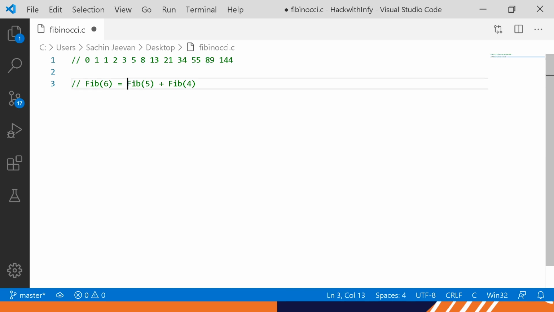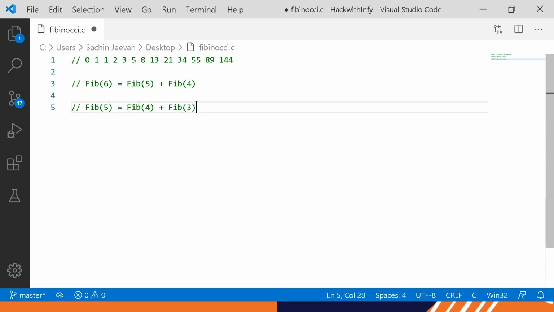Okay, fine. Now, how to find Fibonacci of 5? Fibonacci of 5 is equal to 5. How did we get 5? 3 plus 2. What are 3 and 2? 3 is Fibonacci of 4 and 2 is Fibonacci of 3. That is the 4th Fibonacci and this is the 3rd Fibonacci. So Fibonacci of 5 is equal to Fibonacci of 4 plus Fibonacci of 3.